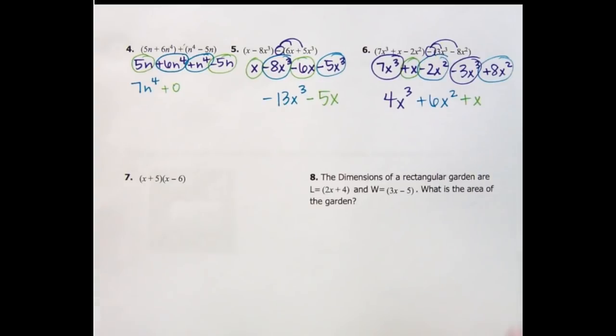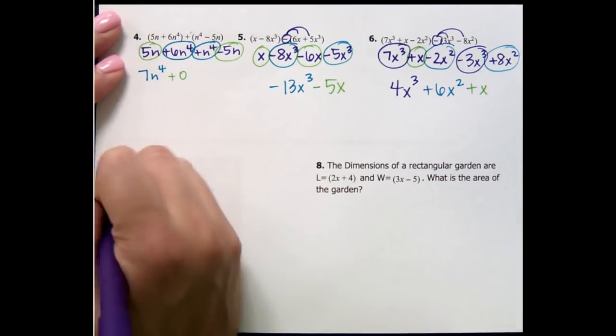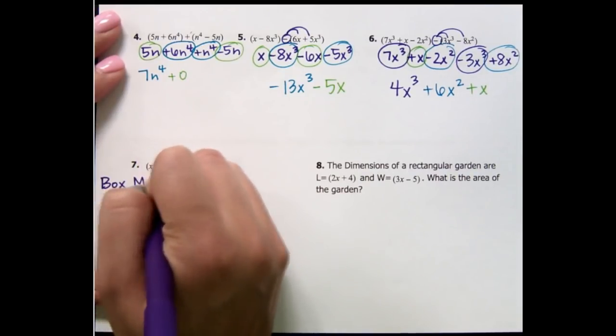So when I have 2 parentheses next to each other, that means I'm going to multiply. You already know how to do this. I'm going to show you how to do it 2 ways. The first way we've already done before. So the first method is to do the box method.